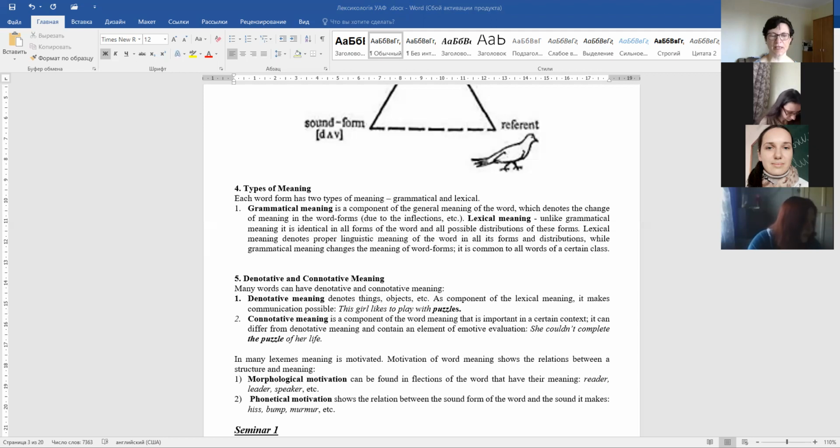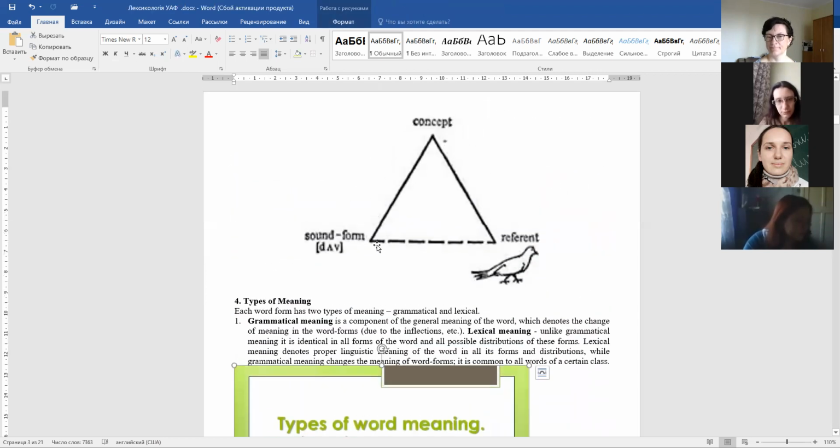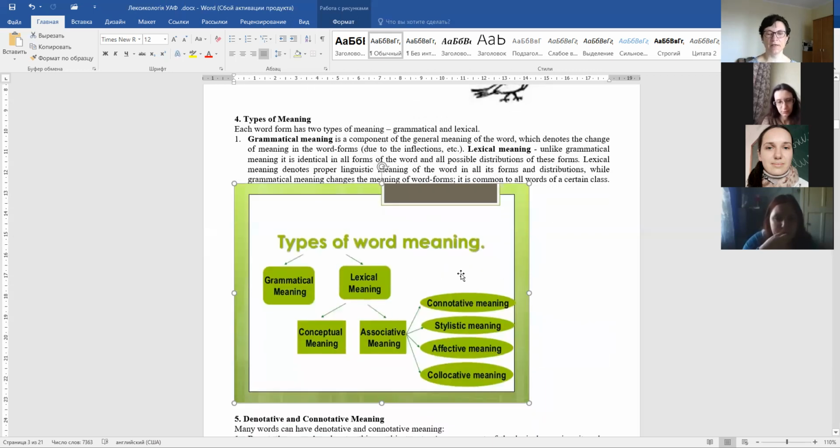For example, if we take the word dove, what is the lexical meaning? It's a bird, okay. And what is the grammatical meaning? It's a noun, so we can say doves. We can use the possessive case, and here are the main grammatical forms: plural and possessive case. So, okay, Natasha, comment upon this scheme.